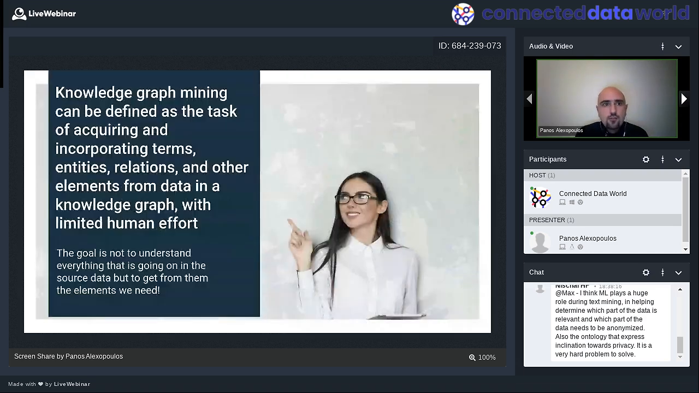The definition we have for knowledge graph mining is that it's a task for acquiring and incorporating terms, entities, relations, and other elements from data, typically text, but it can also be other semi-structured data, in a knowledge graph with limited human effort, right? Our goal is to have as little human effort as possible while ensuring the quality of the graph. Now, something important from an NLP perspective is that our goal is not to understand everything that is going on in the source data, but instead to get from it the elements we need.